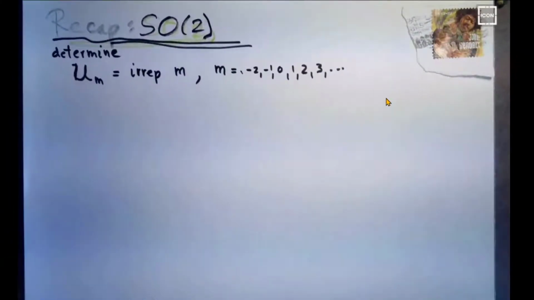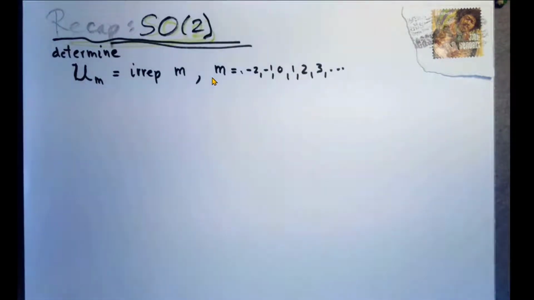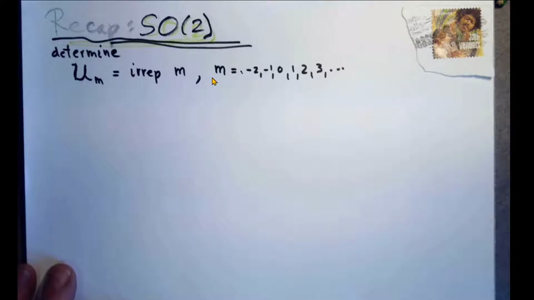So just briefly, recap: the special orthogonal group in 2 dimensions is rotations without reflections or inversions. What I want to do today is something you know, because it's called Fourier analysis. We want to determine the irreducible representations of the SO2 rotation group. Now, we do have a representation that makes sense to us.